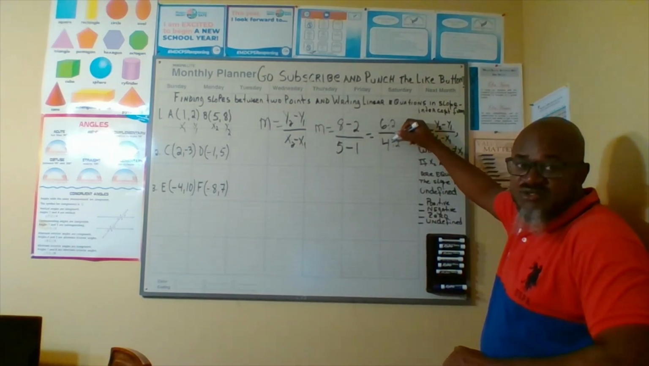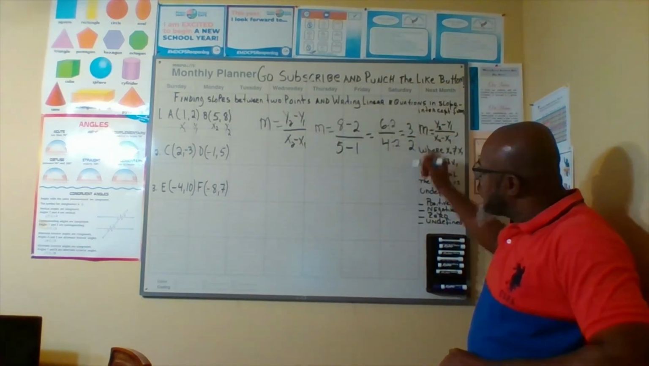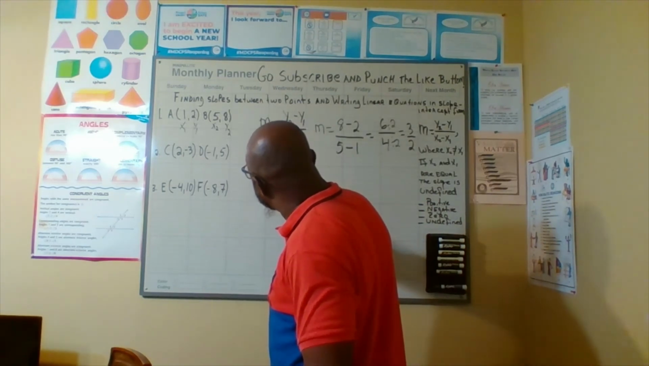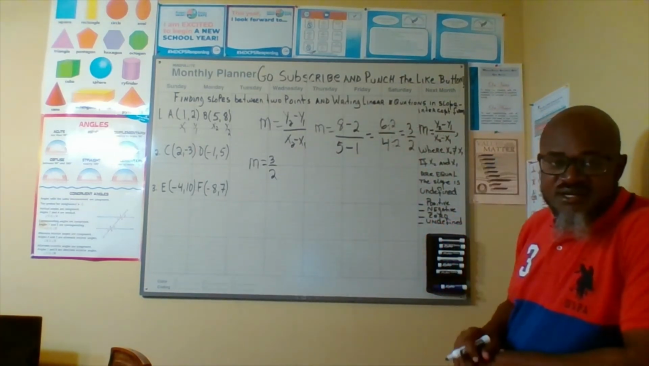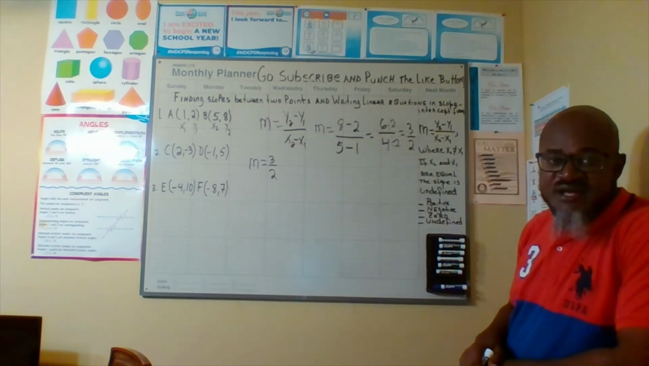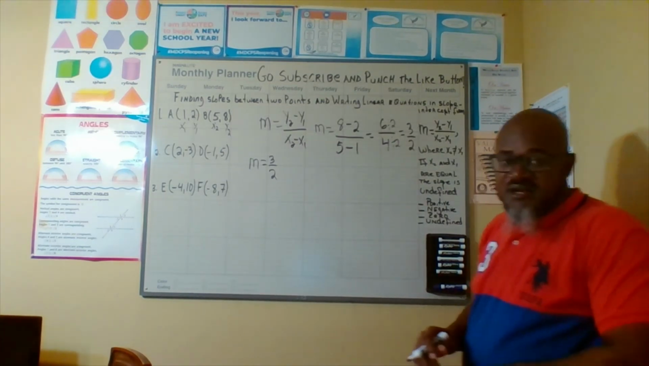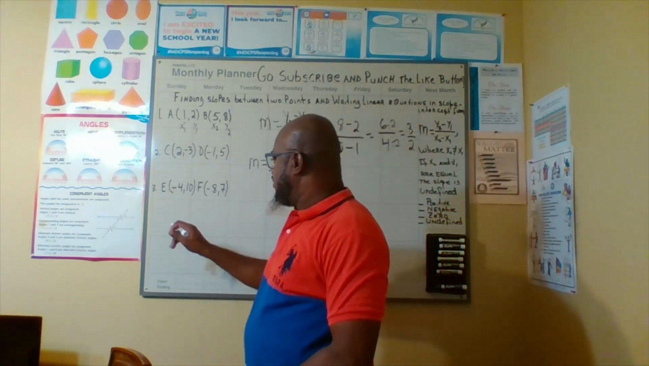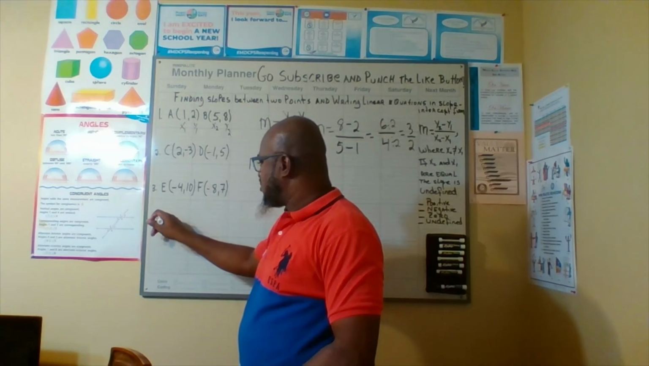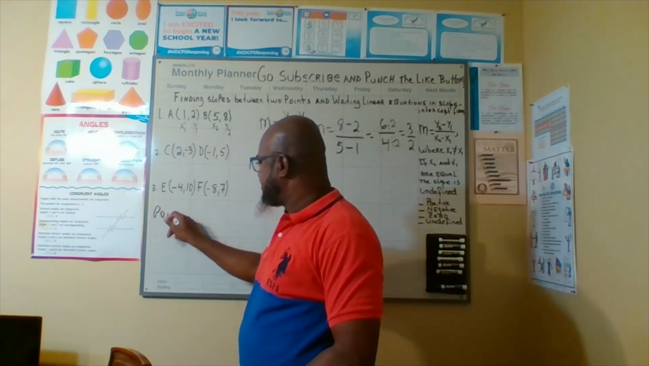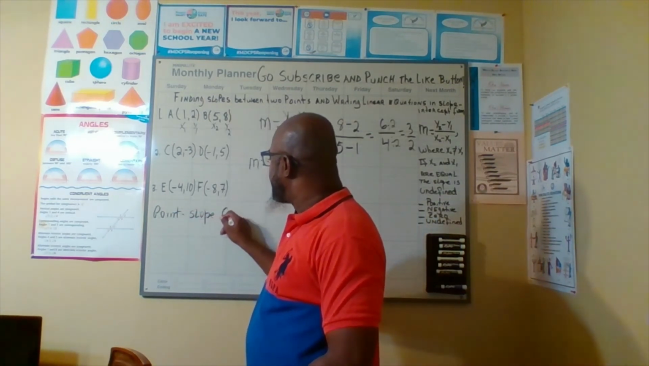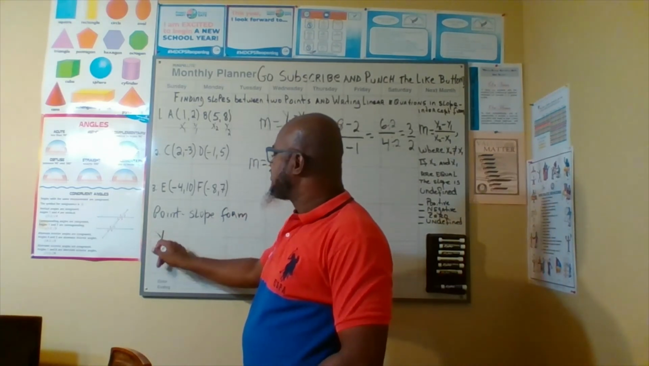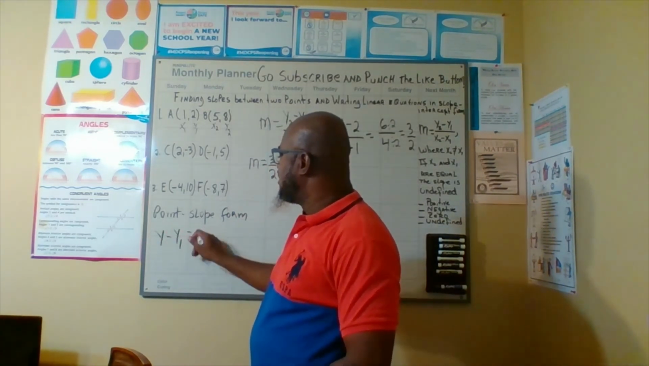Now that I know the slope, your next goal is to write a linear equation. To write a linear equation, you have 2 options. You can use point-slope form, which is a formula you will have to learn or remember: y minus y sub 1 equals m times x minus x sub 1. That's one. Or you can use the famous one, y equals mx plus b.